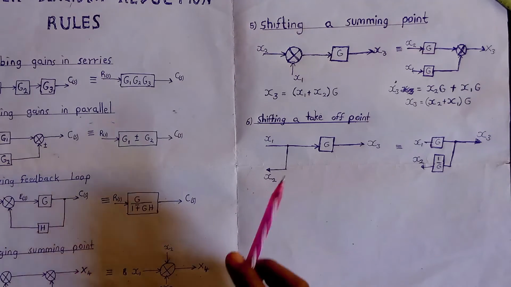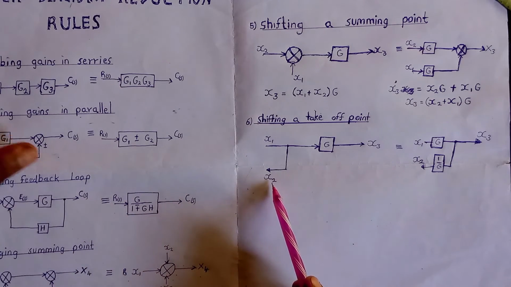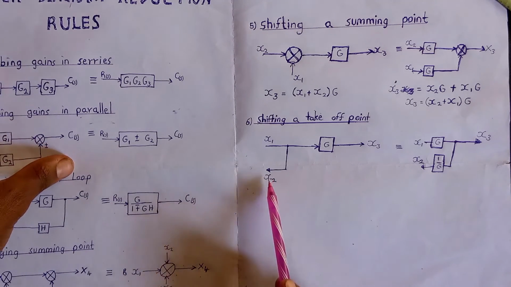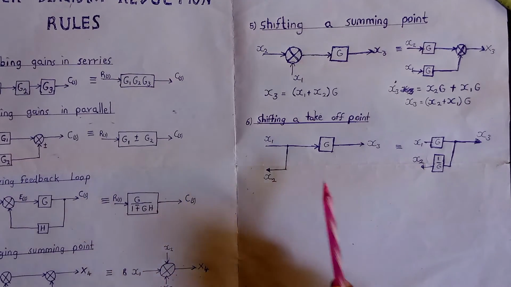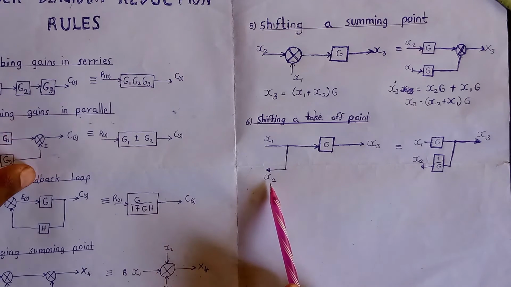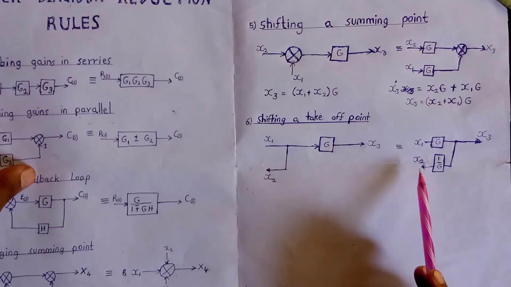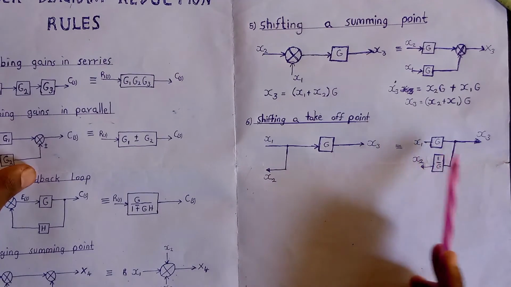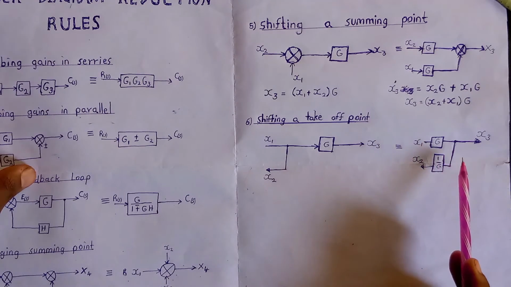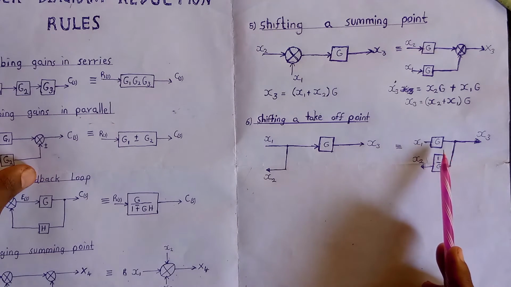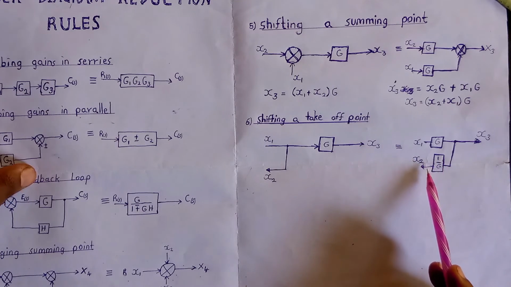Now our sixth rule is shifting a takeoff point. This is what we call a takeoff point. We may be expected to shift this takeoff point ahead of a gain, and for us to achieve that, we divide our x2 by this gain. This block diagram over here will be equivalent to this block diagram, and if you want to reverse it, we are just going to multiply this value here by our gain.